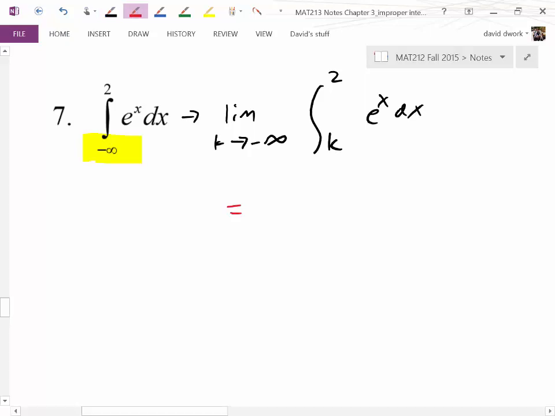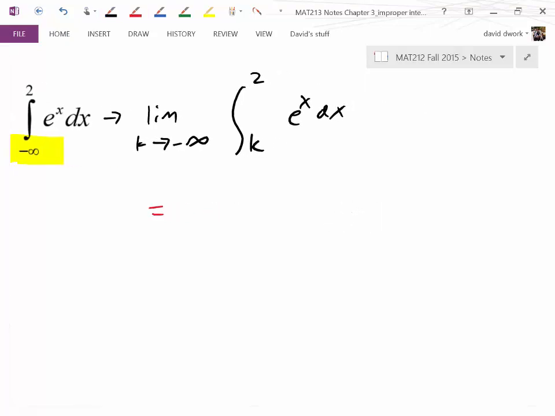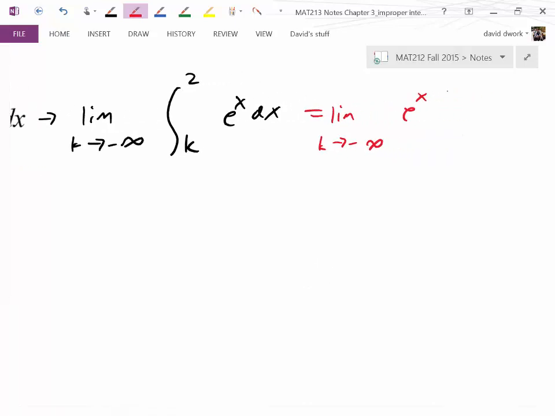So now our integral of this, if we integrate e to the x, hopefully we say, this isn't that bad. E to the x is e to the x. And don't forget, it's the limit as k approaches negative infinity. Let me give myself a little more space. Evaluated from k to 2.